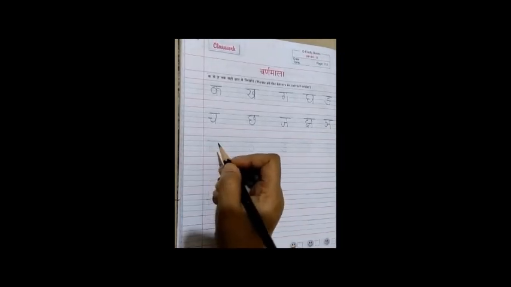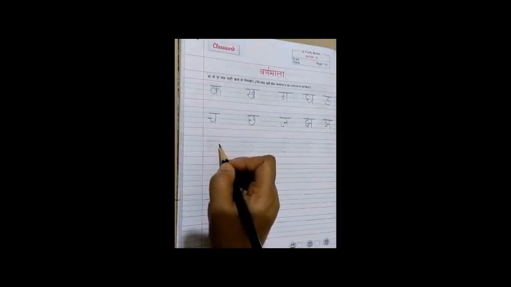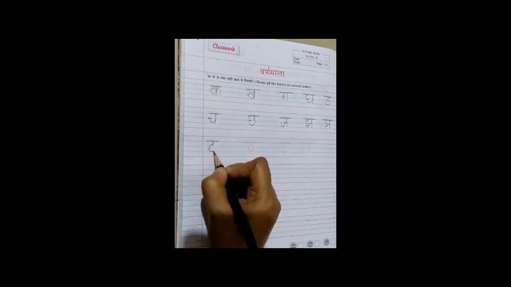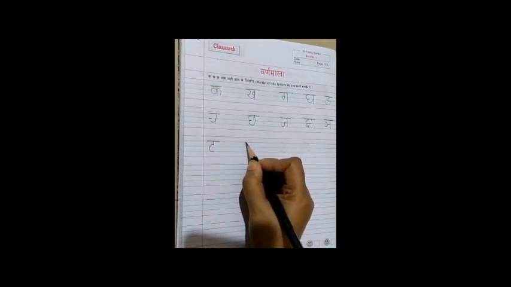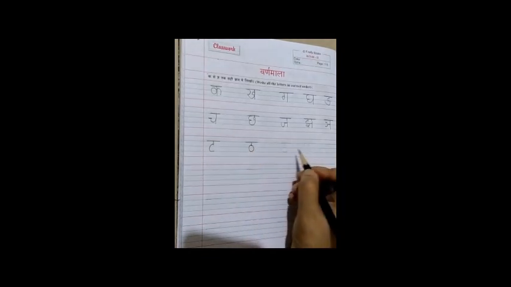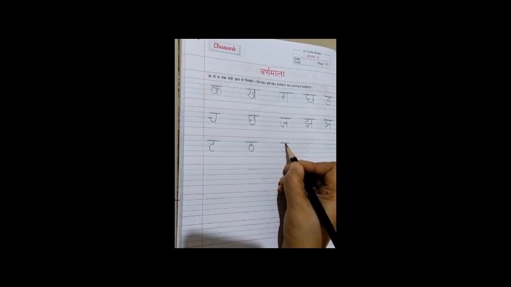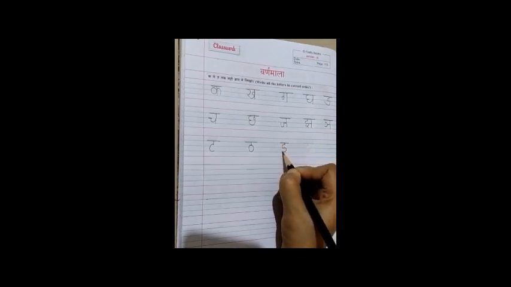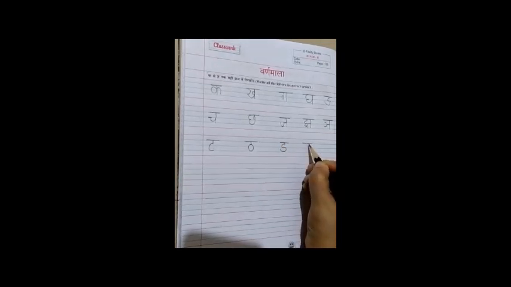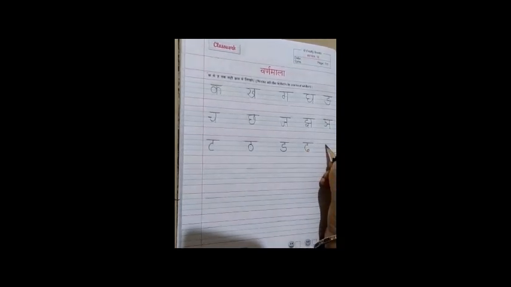Now we have Ta, so we will write Ta. Ta se tomato. Yes. Now Tha, tha se thatera. Yes. Then Da se damru. Dha se dhakkan. And then we have Nya. Nya se U and a sleeping standing line and a sleeping line over head.